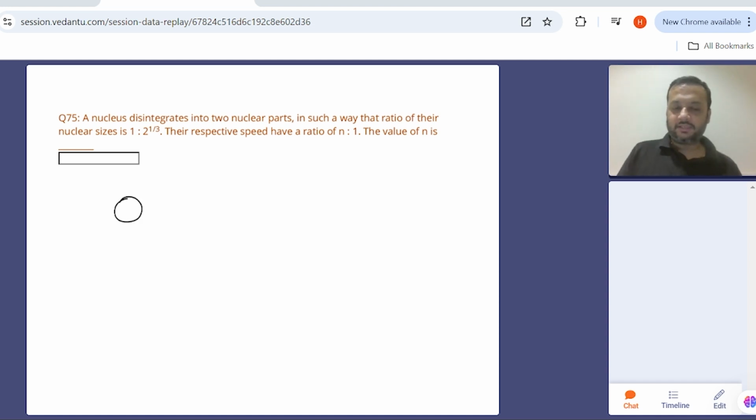So basically, we assume the nucleus is at rest, and now the nucleus disintegrates into two parts such that the radius ratio is 1 is to 2 to the power 1 by 3. Since the initial momentum was 0, if one of the parts starts moving towards left with a speed of v1, the other part will move towards right with a speed of v2. The reason is very simple: momentum must be 0. Let us say the mass of the first part is m1 and the mass of the second part is m2. Since the initial momentum was 0, the final momentum must be 0, which means m1 v1 should be equal to m2 v2.